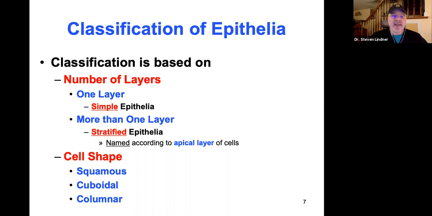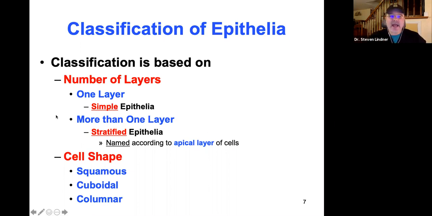We then look at it and ask ourselves two questions. How many layers of cells do we see? If we see one layer, we call it simple epithelium. If we see multiple layers, we call it stratified. And we're naming it according to the apical layer, meaning the layer that you see at the very top, the apex. If we see a lumen, like a tube or a hose, we're looking at the layer that is closest to the lumen. That will make sense in a little bit when I show you the visual.